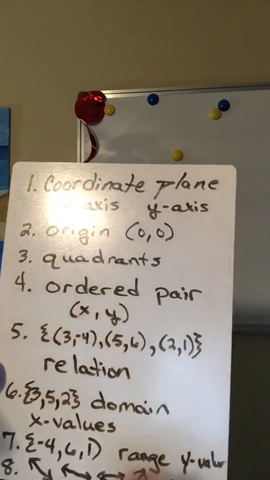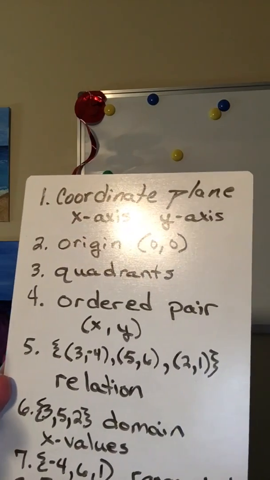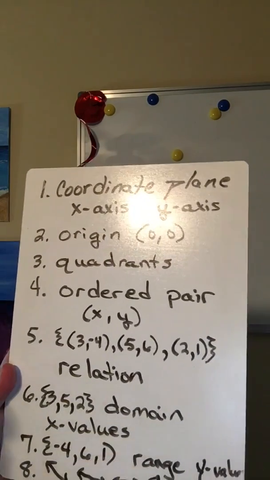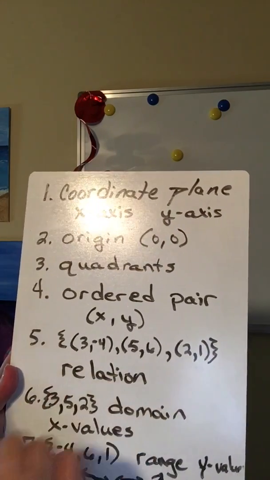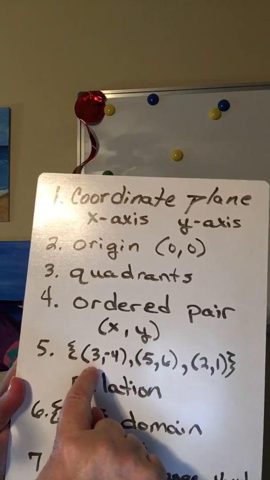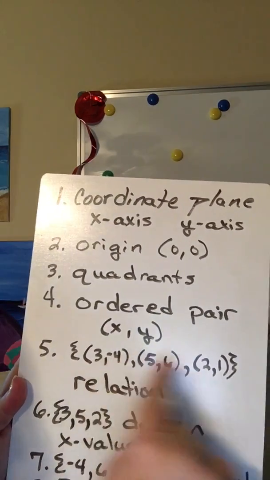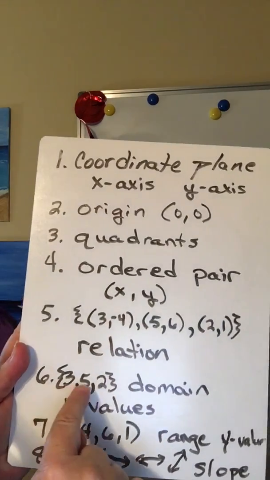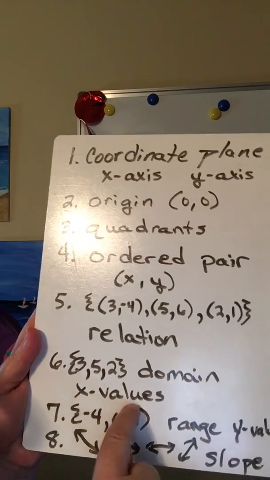In our case, we're doing linear equations, we're working with linear lines, points. So the relation that they would all have is they would all be on the same line. If you take just all the X ones, the first ones, the 3 and the 5 and the 2, and you put them together, that's called the domain. Those are all the X values.